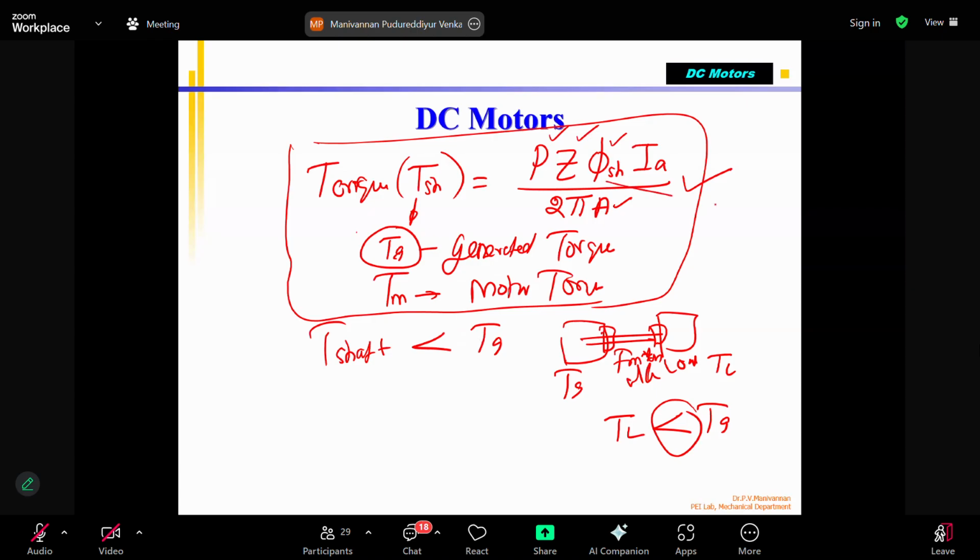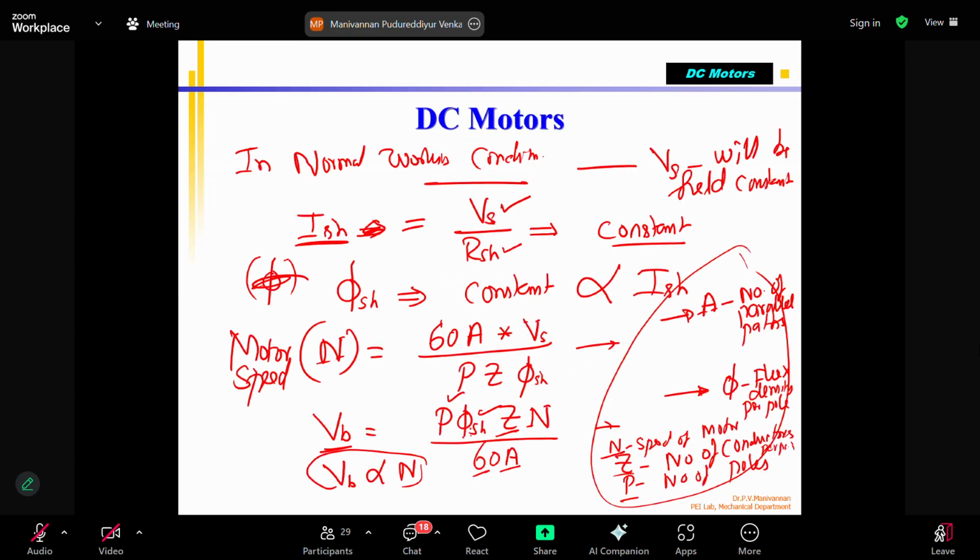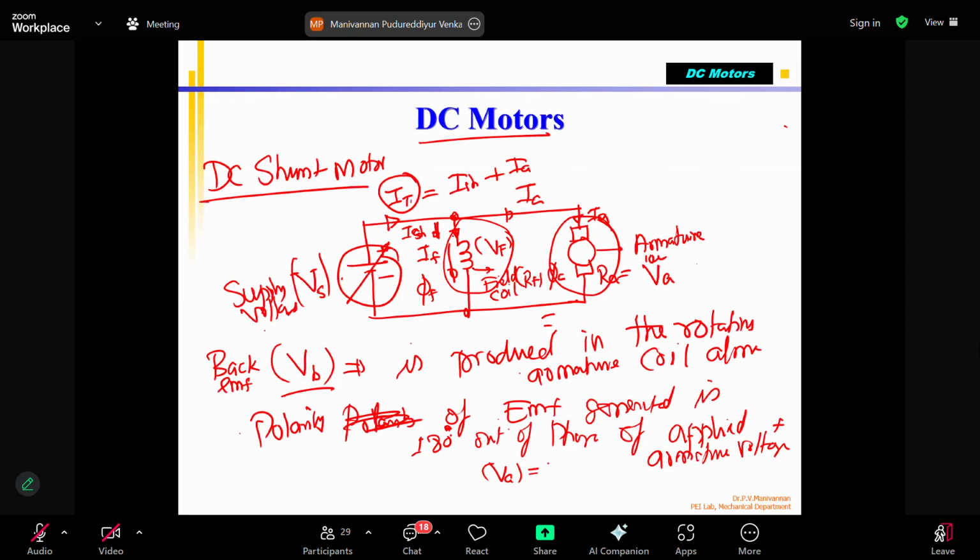Please note that in some equations they just say phi. That is the shunt coil. In this shunt motor, the current flowing through the field coil IF is fixed once the RF of the coil is fixed. So that means phi f is constant. Generally, phi f remains constant. That's why they say phi.